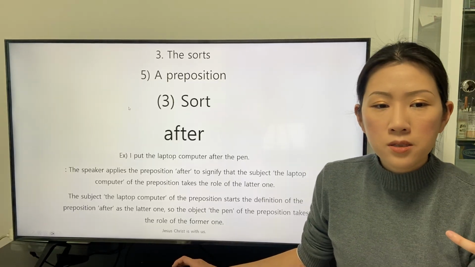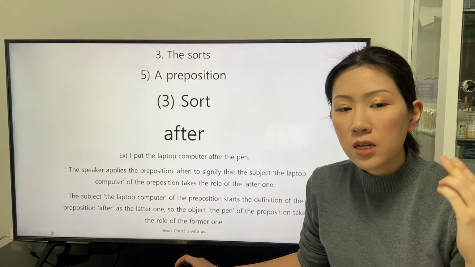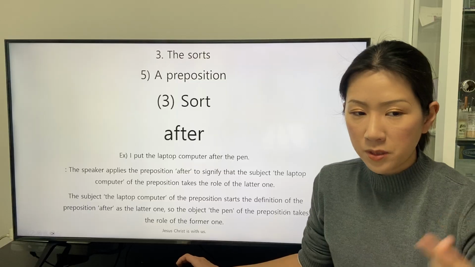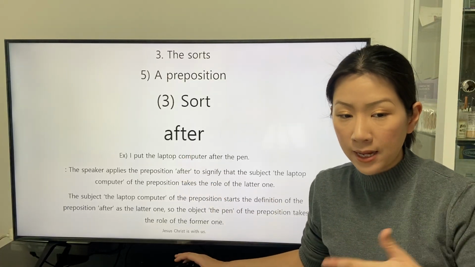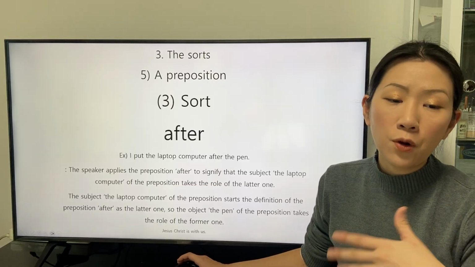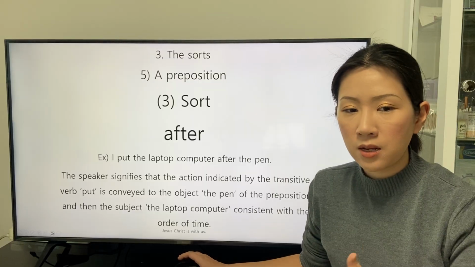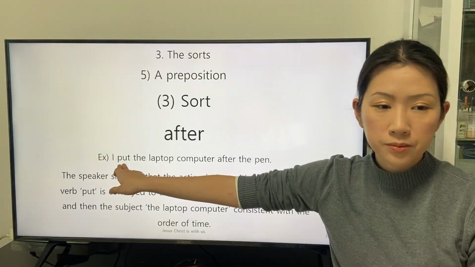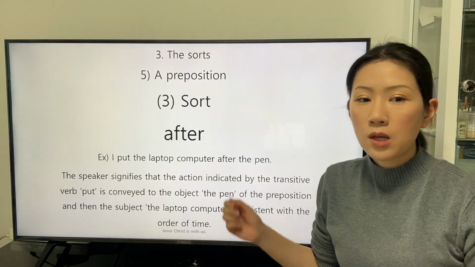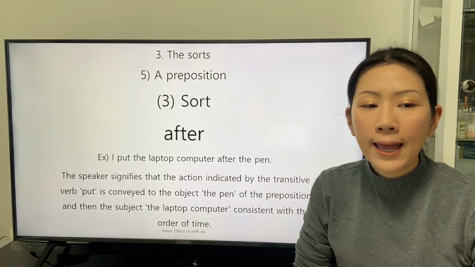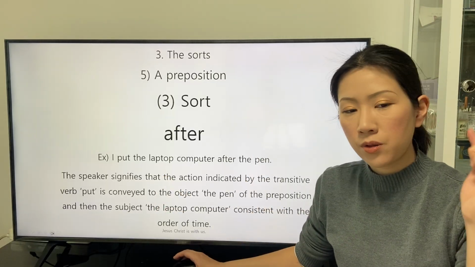The speaker applies, to the subject, the laptop computer of the preposition, the start of the definition of the preposition after as the latter one. So the object, the pen of the preposition, takes the role of the former one automatically. The speaker signifies that the action indicated by the transitive verb put is conveyed to the object, the pen, of the preposition, and then the subject, the laptop computer, consistent with the order of time.